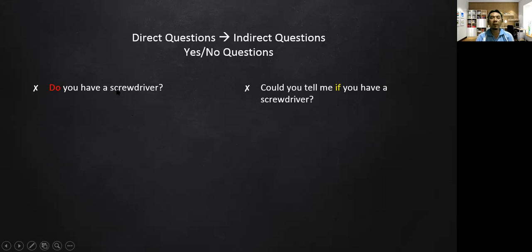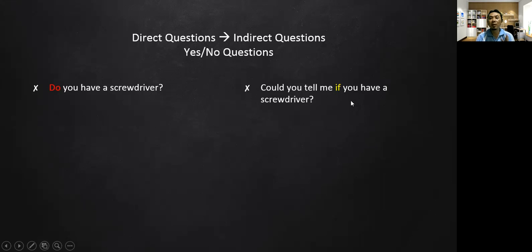Why do we use if? Because this is yes or no question. All right, we use if once again because the direct question is yes or no question. Could you tell me if? And then after if you pay attention, you don't use a question structure anymore. So this one is not a question structure, right? Remember, in a question structure, we put auxiliary before the subject. That's a question structure. All right.